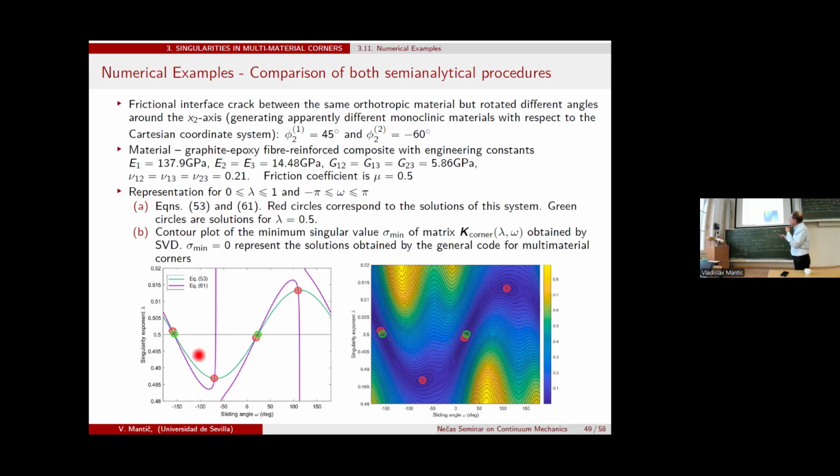The red points correspond to values of singularity exponent lambda different from 1/2, and the green ones correspond to the singularity exponent equal to 1/2. And if you look at the plot for sigma 1, I mean the minimum singular value of this K-corner matrix, 12 times 12 minus 1 in this case, again we see that we obtain perfect agreement with these red points and green points. We found zero values, or zero minimum singular value, of this K matrix.